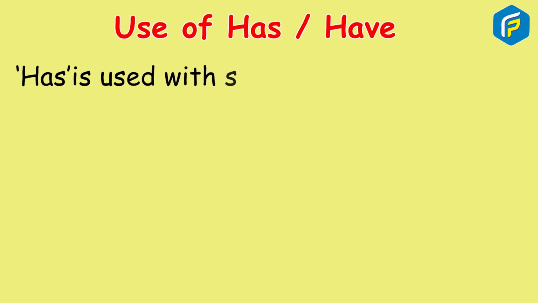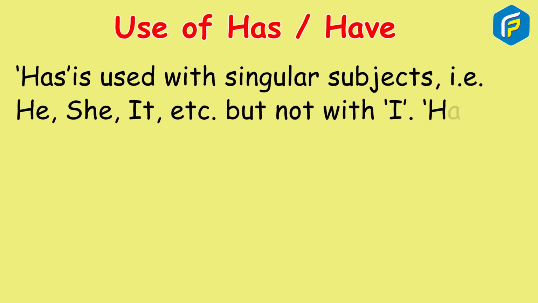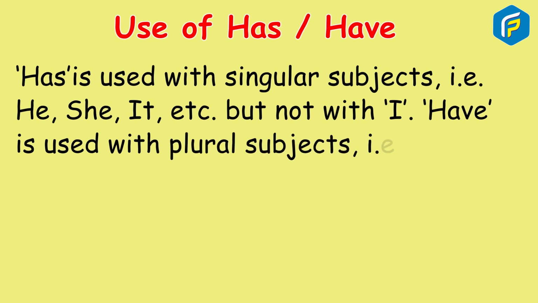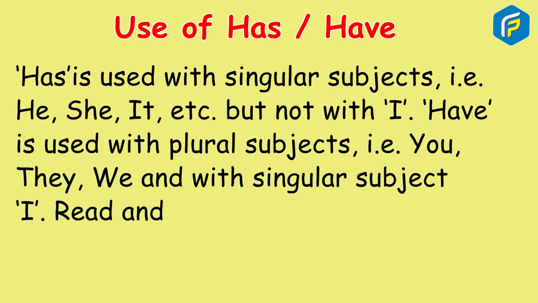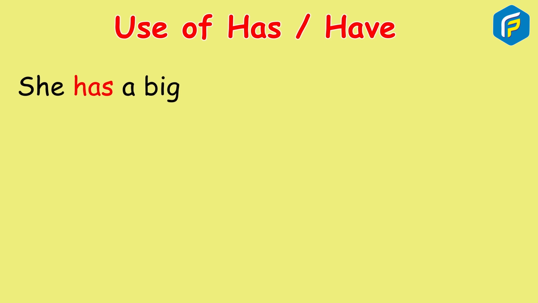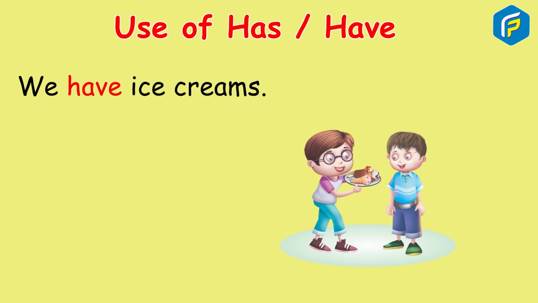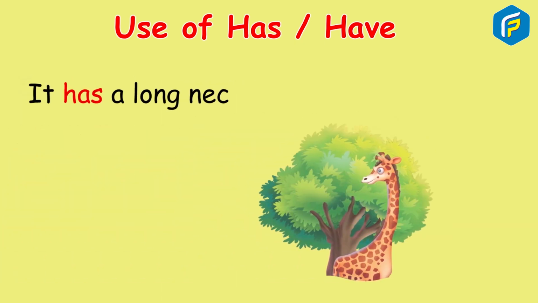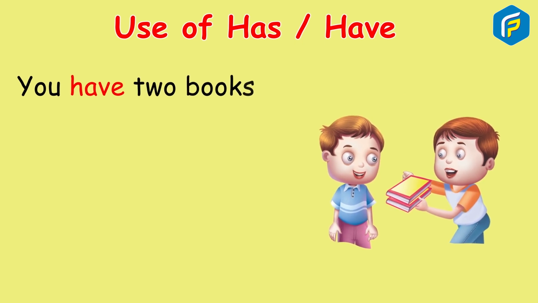Use of has, have. Has is used with singular subjects, that is he, she, it, etc., but not with I. Have is used with plural subjects, that is you, they, we, and with singular subject I. Read and speak aloud. She has a big nose. I have a ball. We have ice creams. It has a long neck. She has golden hair. You have two books.